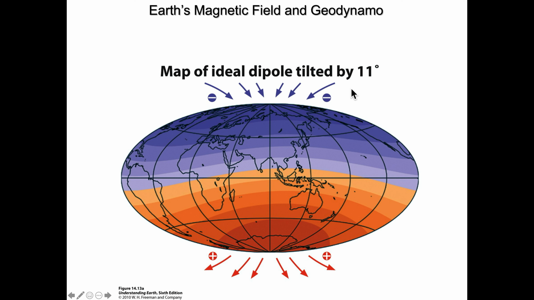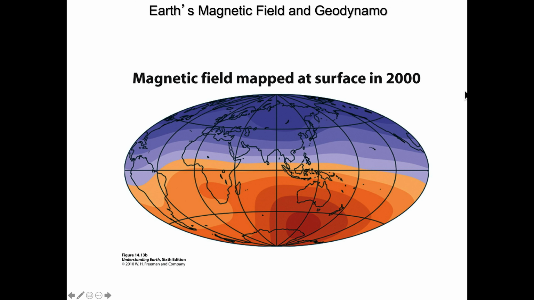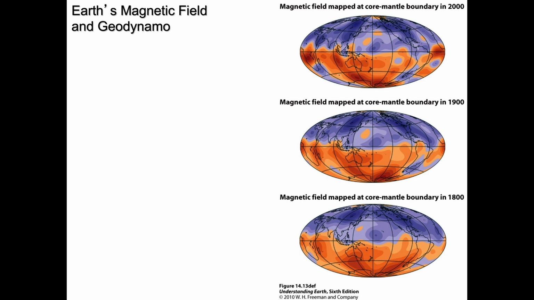Was it always this way? No. So here we have the surface as mapped in the year 2000, about 20 years ago. If we look back a little further to 1900, the magnetic field mapped at the core mantle boundary starts to look different. We see some differences between this and this, particularly the magnetic component here becoming much, much stronger in the year 2000 compared to 1900.